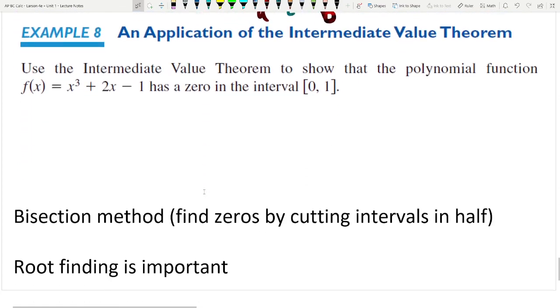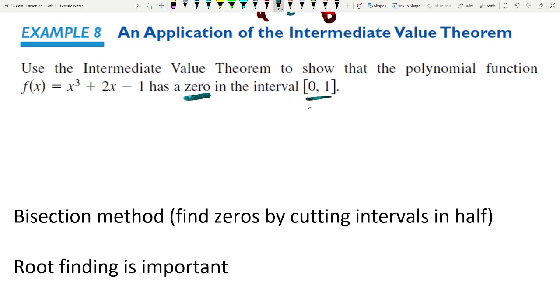So, use the intermediate value theorem to show that the polynomial function f of x equals x cubed plus 2x minus 1 has a 0 on the interval from 0 to 1. So what does that mean? That we have a 0, a root that exists between 0 and 1 on our f of x.